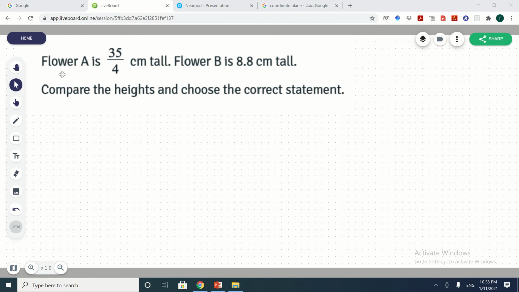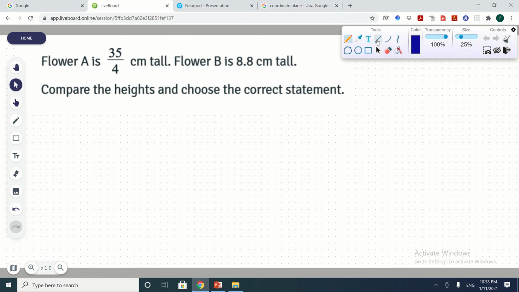Let's look at this exercise. Flower A is 3 and 5 over 4 centimeters tall. Flower B is 8.8 centimeters tall. Compare the heights and choose the correct statement. We compare between the two heights. In this case we will keep the decimal and we will change the fraction to be decimal. The fraction is 35.